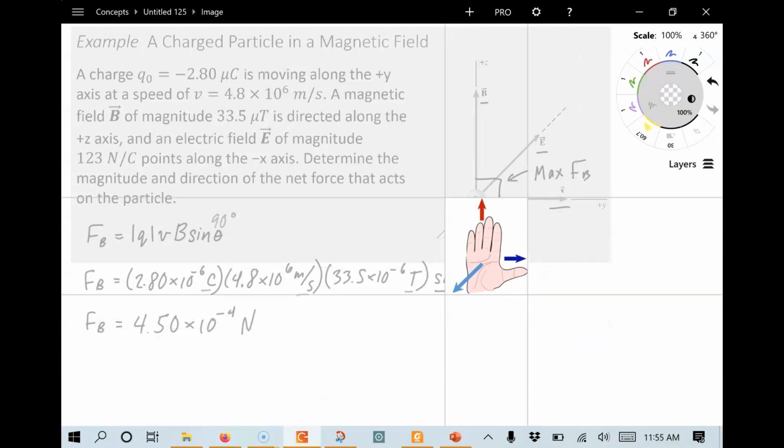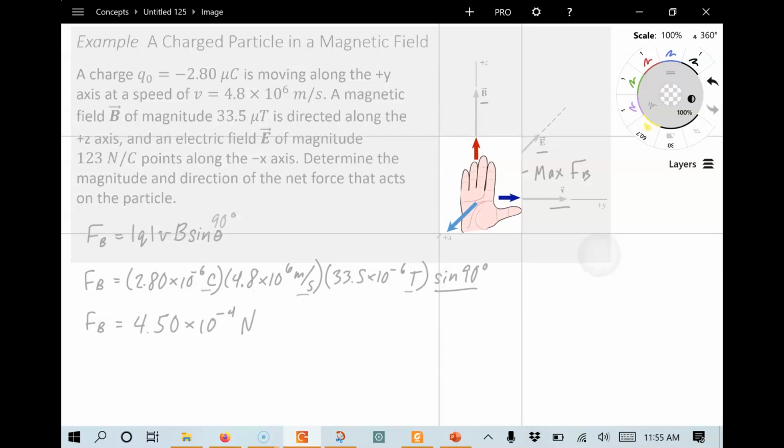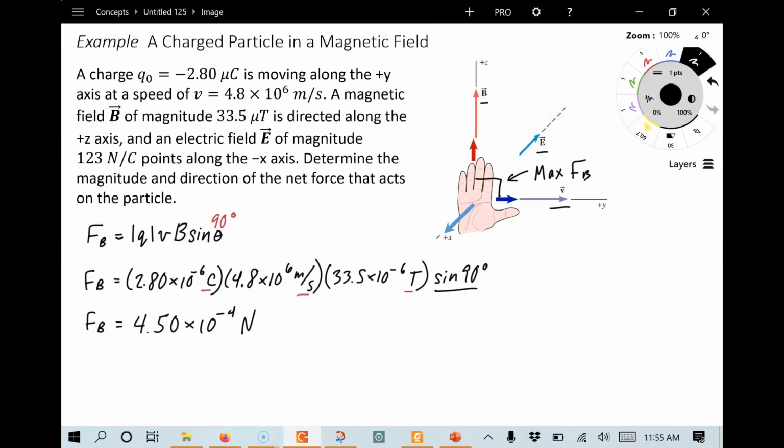So to go ahead and overlay this in a sense, you can kind of see the B is up, the V is in the direction of plus y-axis, and the force, if it were a positive charge, would point in the positive x direction, as you can see. However, this guy here is a negative charge.